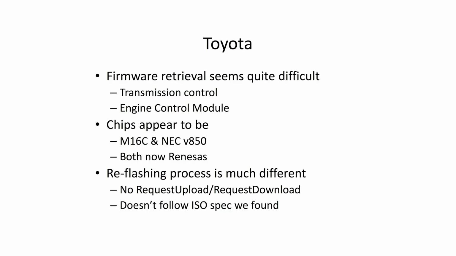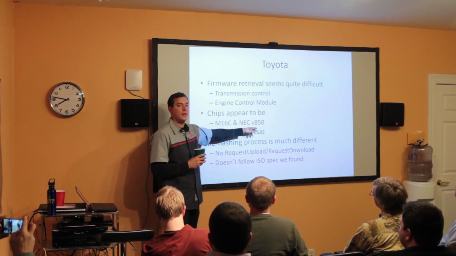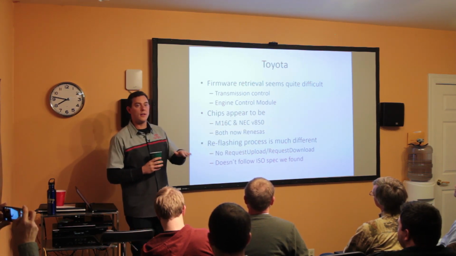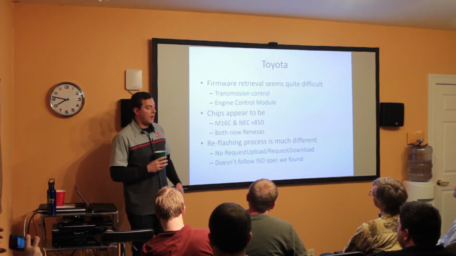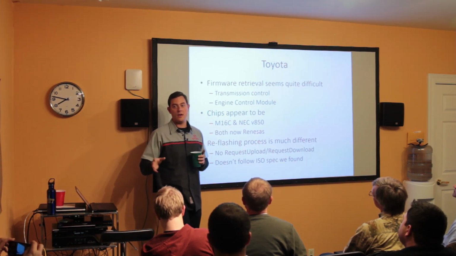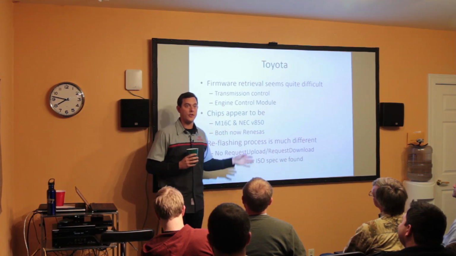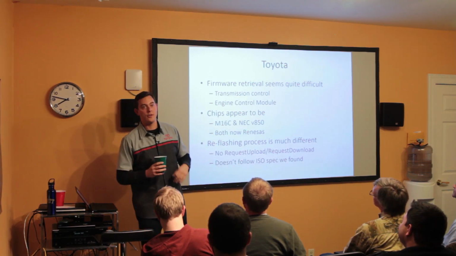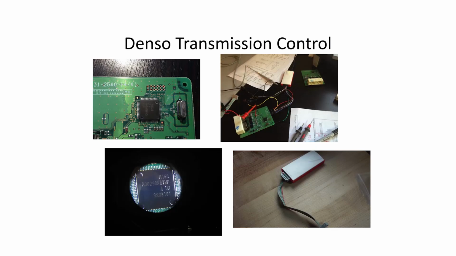Toyota was much more difficult. Different chips. They were mainly Renesas chips. They bought NEC, so V850s. Those were involved in the Camry unintended acceleration, same chip, and M16Cs. So the reflashing process didn't follow any of the standards. It was a proprietary reflashing. Luckily, I spent 2 months and I reverse engineered the whole protocol and wrote parsers and a reflashing script in Python. So if you want to do this, you can use my script to reflash.